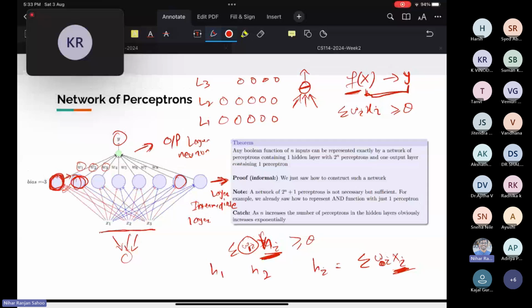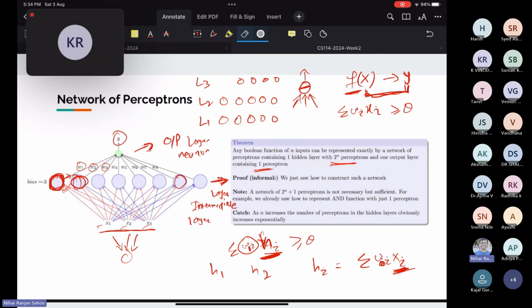So there was a lot of theoretical work around this. For 3 inputs, you need 2 to the power n perceptrons in the hidden layer and an output layer of 1 perceptron. In combination, 2 to the n plus 1 perceptrons can model any type of function, any kind of relationship between x and y.